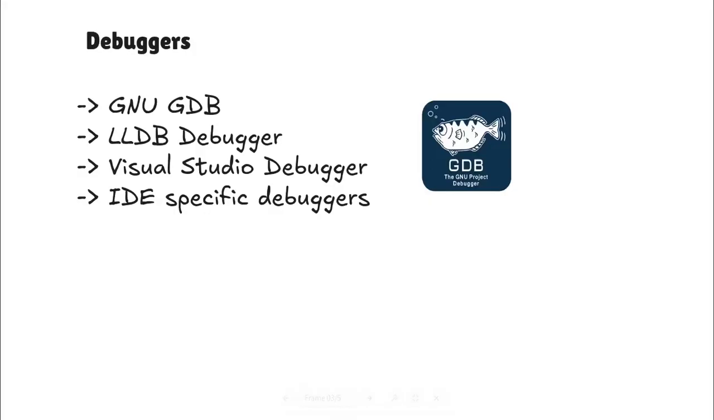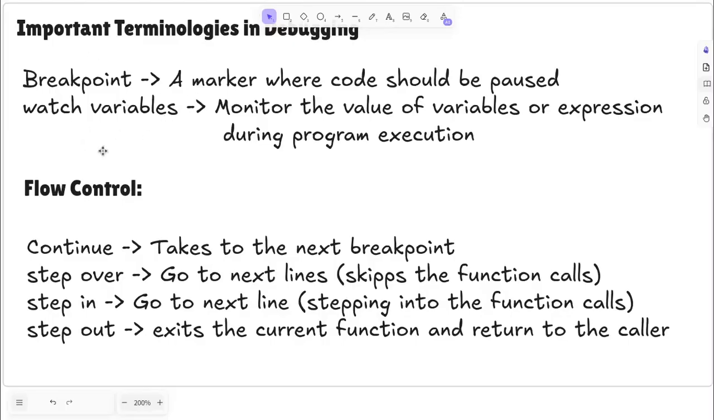And there are other debuggers like the LLDB debugger, the Visual Studio debugger, and some other debuggers which are specific to particular IDEs. Next, let us explore some important terminologies that are used in debugging. The first one is the breakpoint. It is the point where our code should be paused. The second term is watch variables. These are the variables whose value we want to track as our program progresses.